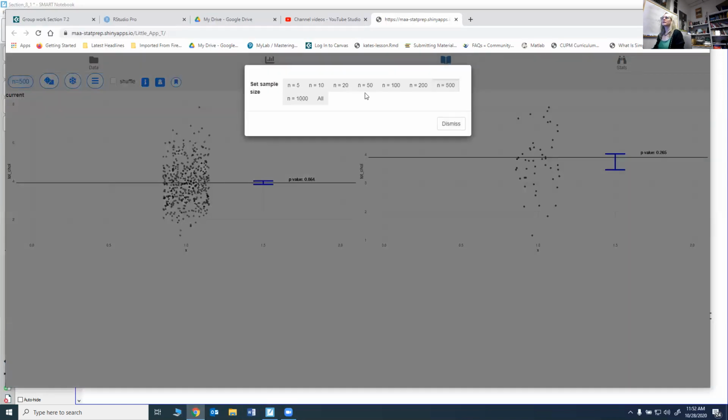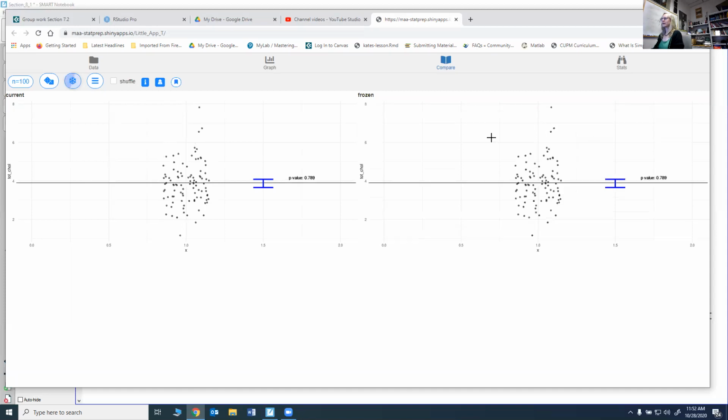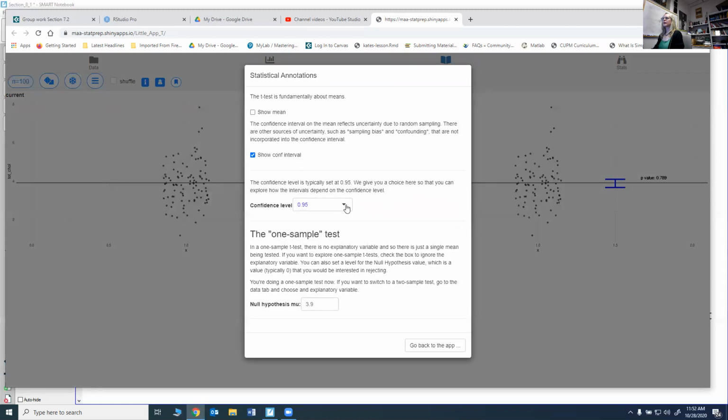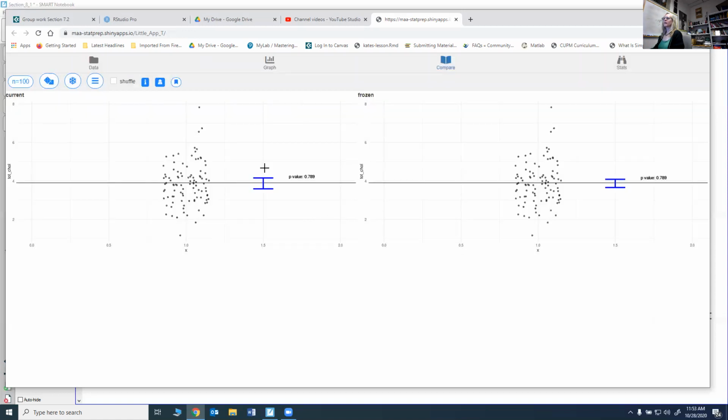I'll put this back at 100, and I'm going to freeze this one so again I can compare. This time I'm going to come over here to my controls and change my confidence level to, let's go even more confident. What we mean by more confident is that 99% of the time, I'm going to capture that true value out there, and 1% of the time, I'm not. So notice here, 99% of the time, I'm going to capture it. Notice my interval got a little bit wider here.